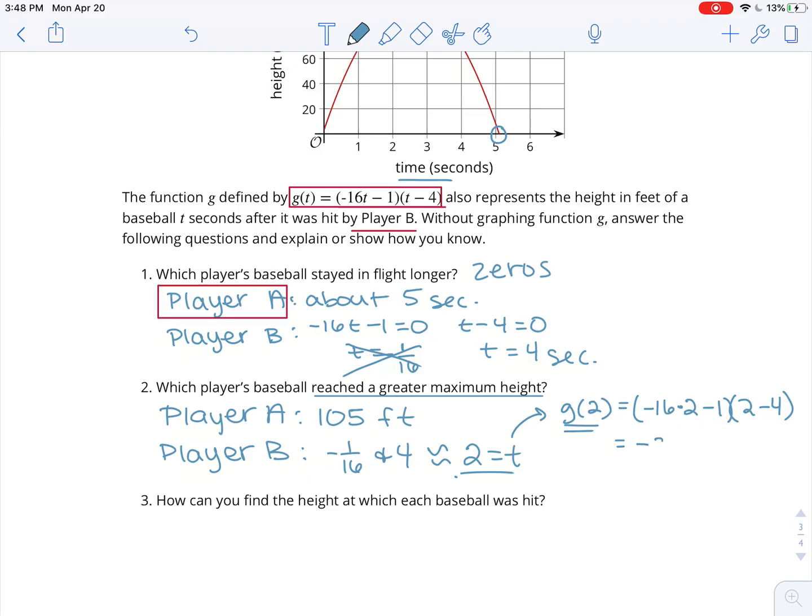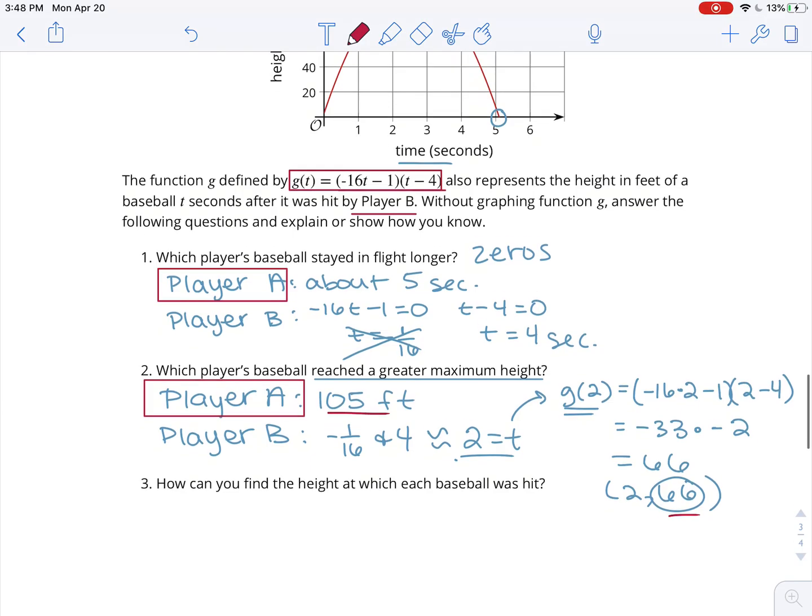So we have negative 33 times negative 2. That will give us 66. And so then we know that the vertex of player B would be (2, 66). So our height would be 66, and 105 feet is greater than 66 feet. So again, here player A's baseball is going to reach the greater maximum height of 105 versus player B's, which only got up to 66 feet.